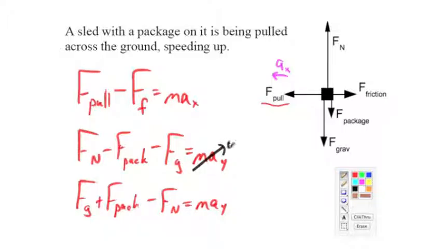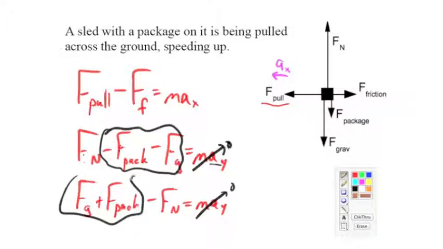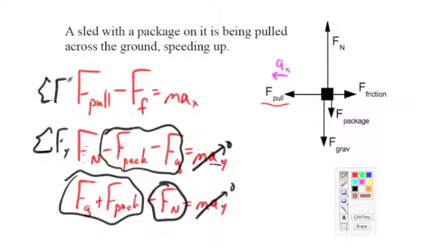Because in both cases, since my y acceleration is 0, what we can figure out here is that the normal force is enough to cancel out both of these together. Well, what's happening here? Both of these together cancel out the normal force. They're telling us the same thing. So either of these equations would work for the y. Here's my equation for the x.